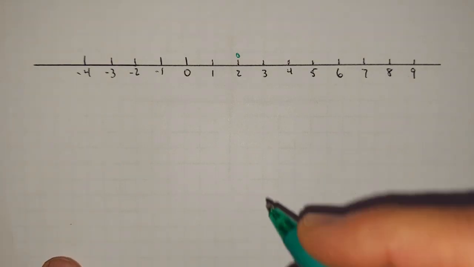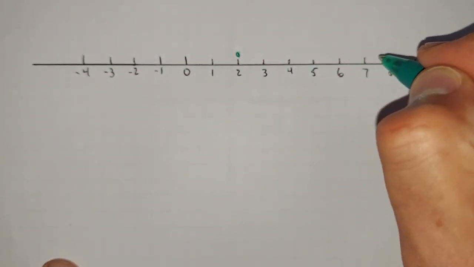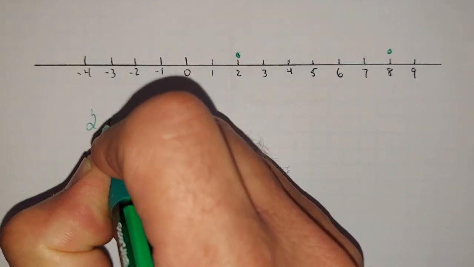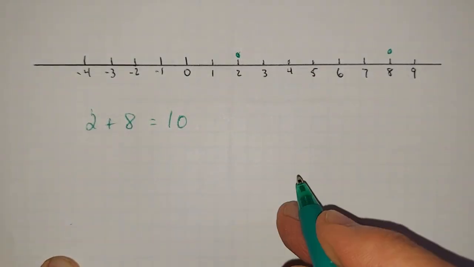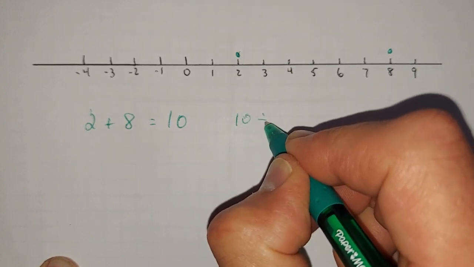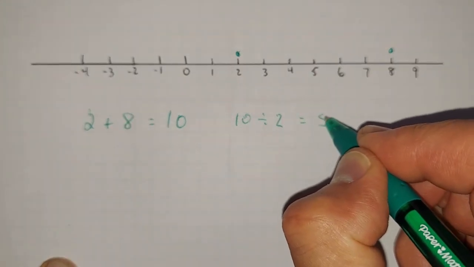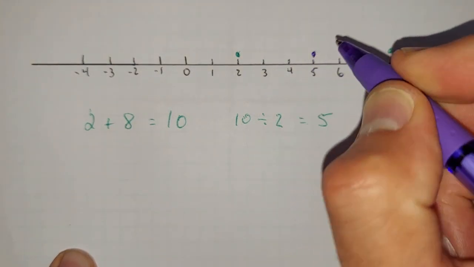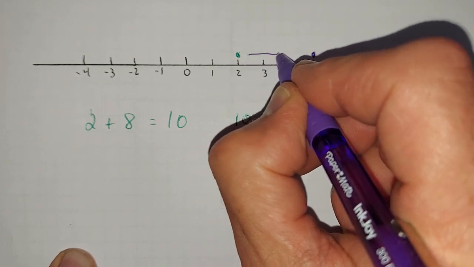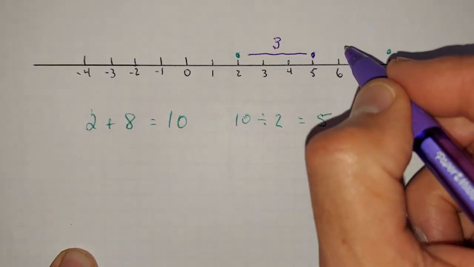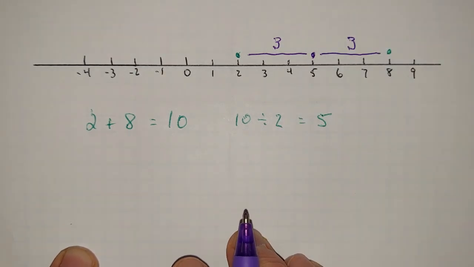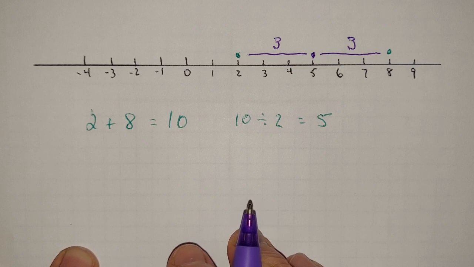Look at a number line. What is the average of 2 and 8? Well, 2 plus 8 is equal to 10, and 10 divided by 2 is equal to 5. So 5 is the average. Notice that 5 is 3 away from 2, and it's also 3 away from 8. So it is not only the average, but the midpoint between 2 and 8.